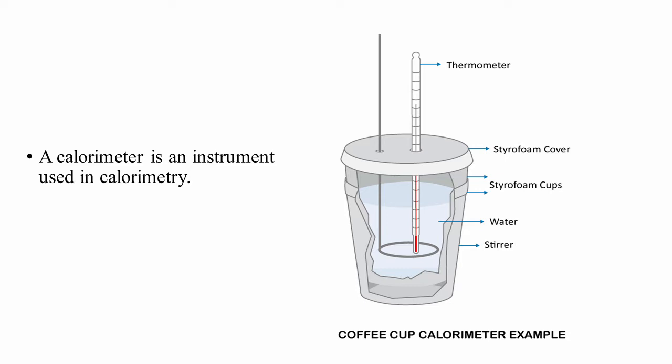Calorimetry is performed by a calorimeter. There are some different types of it. In our experiment, we use a coffee cup calorimeter, which is considered a constant pressure calorimeter. This is an example of it, and Lia will show how to make it later.